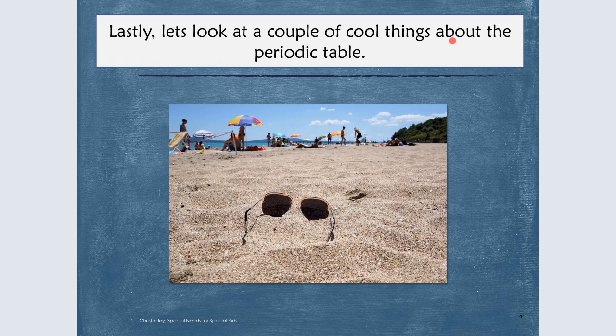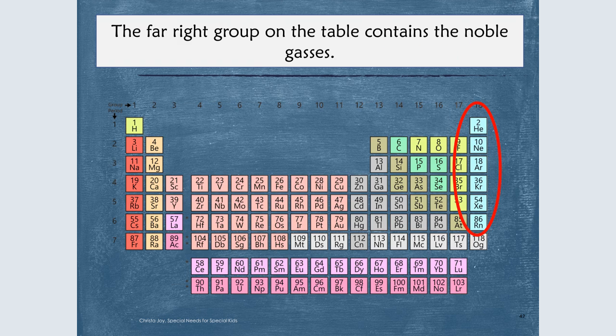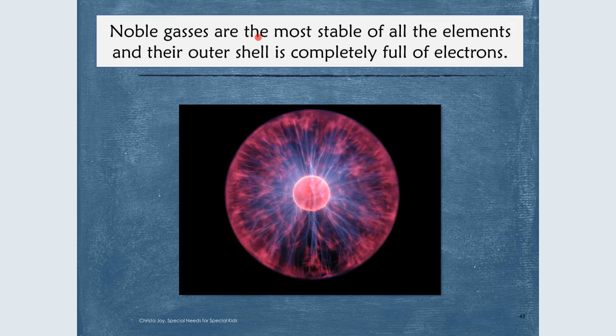Lastly, let's look at a couple cool things about the periodic table. The far right of the table contains noble gases. And noble means like rulers, people that were kings and queens. And the reason they say that is because these don't want to associate with anybody else. So kings stay with kings, queens with queens. They don't want to mix with others here. Noble gases are the most stable of all elements, and the outer shell is completely full of electrons. So being completely full is a great thing.